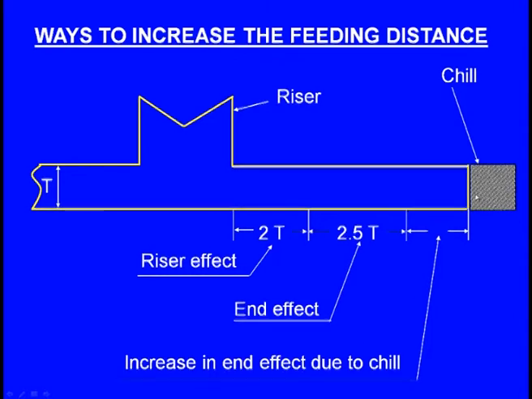So, a chill is a steel block which is placed on the side of the mould wall, right. Then what will happen? It rapidly extracts the heat. Because of that, more of the casting will be solidifying in lesser time. That is how the end effect will be more compared to the case where there is no chill. So, by placing a chill inside the mould, we can increase the feeding distance. Thus, we can also increase the efficiency of the riser.